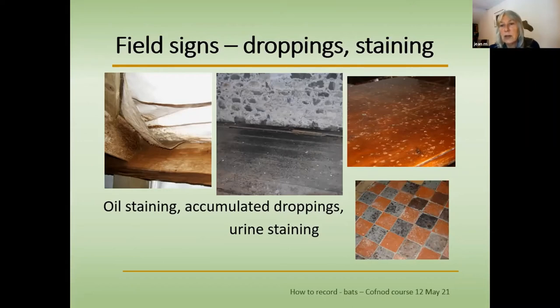And then on the right hand side, those are in a church where you get urine stains on wood or on the tiles, which is suggesting that there are bats flying around within the church. You find similar things to that in barns as well, often on plastic sheeting, you can see urine stains.